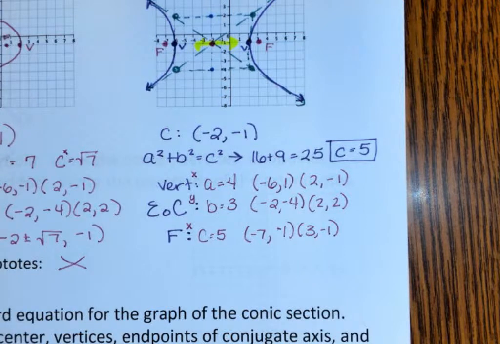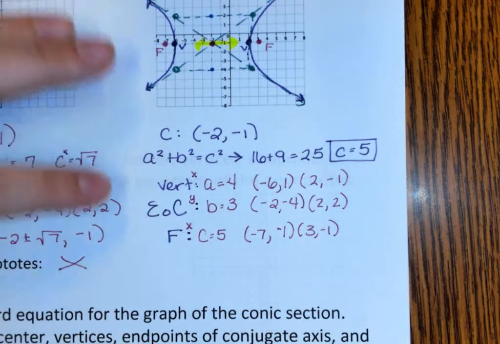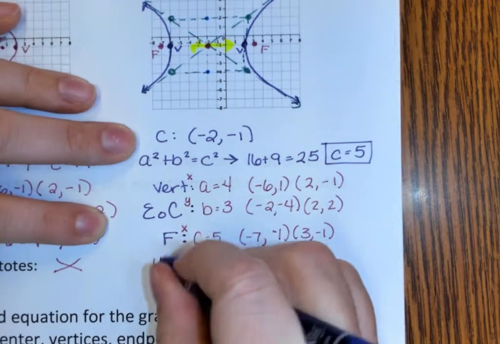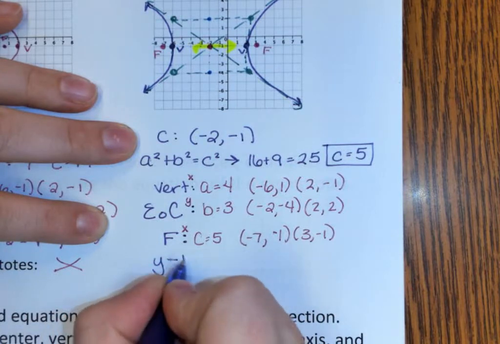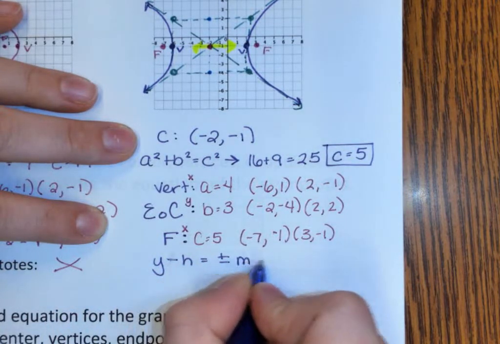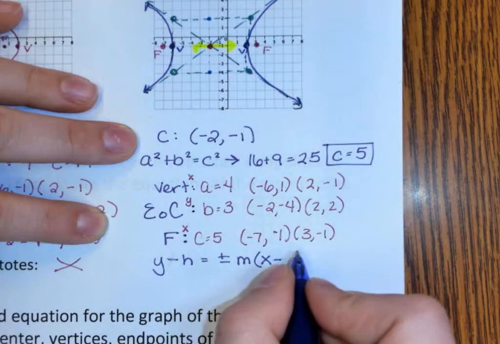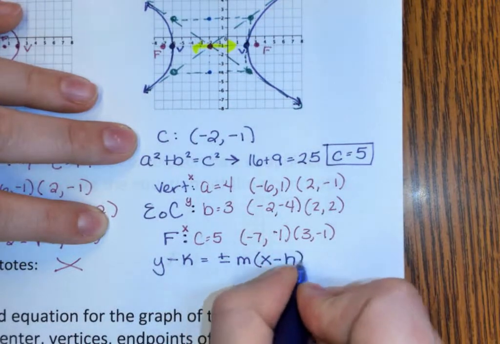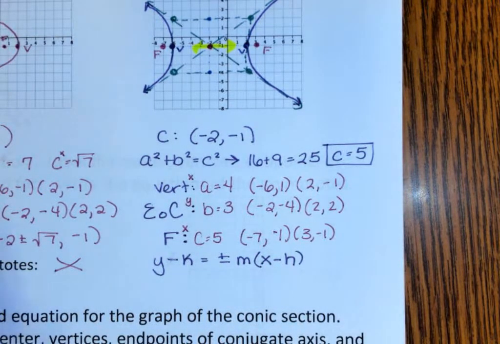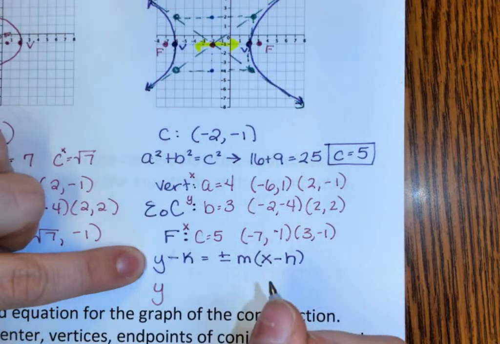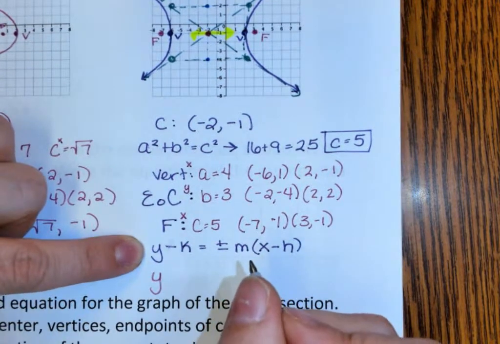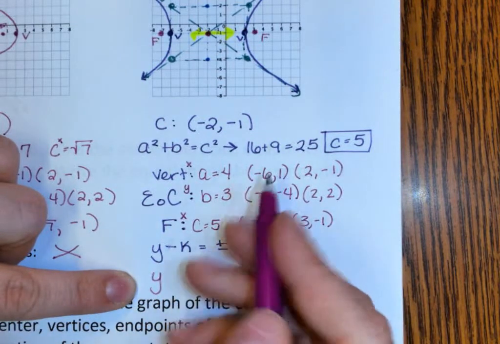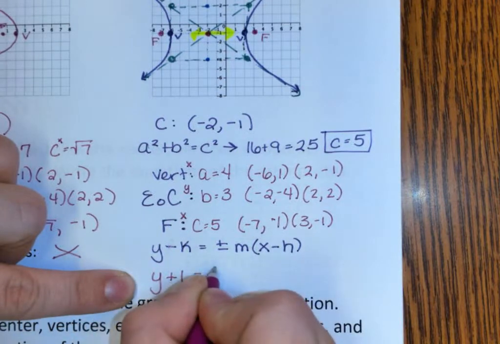Okay? The very last thing that we have to do here is our equations of the asymptotes, which always is going to be y minus the y coordinate equals plus or minus m times x minus... wait, it is h comma k, so this should be k, and this is h. So I'm just going to say y. What is the opposite of the y coordinate? What will go next to the y? 1. Thank you. Equals plus or minus.